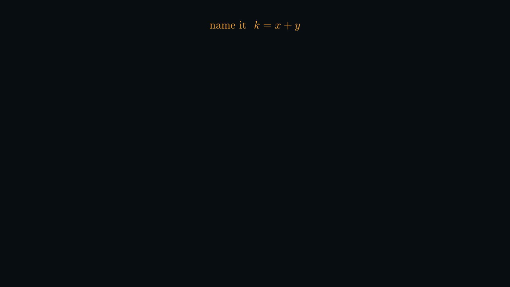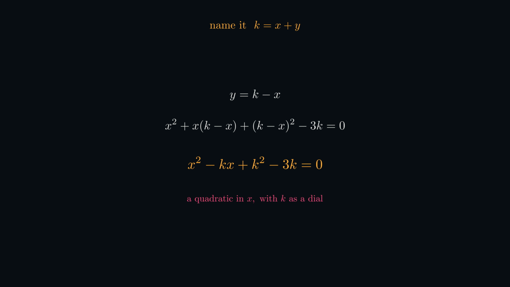What survives the division is x squared plus xy plus y squared, minus 3 times x plus y, equals 0. Now name the thing we actually want. Let k stand for x plus y. Then y is k minus x, and we can push that substitution through. Expand xy as x times k minus x. Expand y squared as k minus x squared.